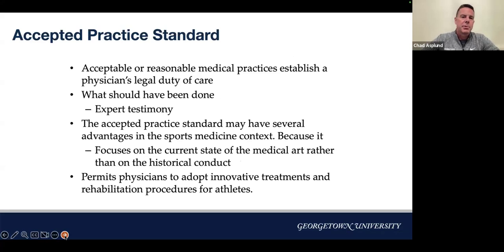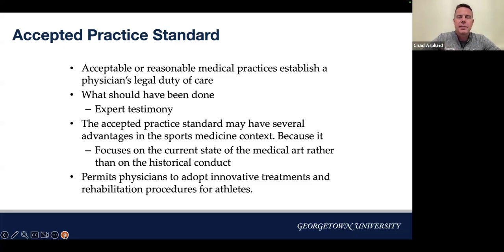When we think about the accepted practice standard, or that practice of care, what should have been done? A lot of times when things go to court, they will bring in experts who Monday morning quarterback your decisions, but really, they're coming in looking at what are the accepted standards, what are the current guidelines. Did the care that was provided meet current guidelines or current standards of care? The accepted practice standard is different, but it may have several advantages in the sports medicine context because it focuses on the current state of medical art rather than historical conduct.